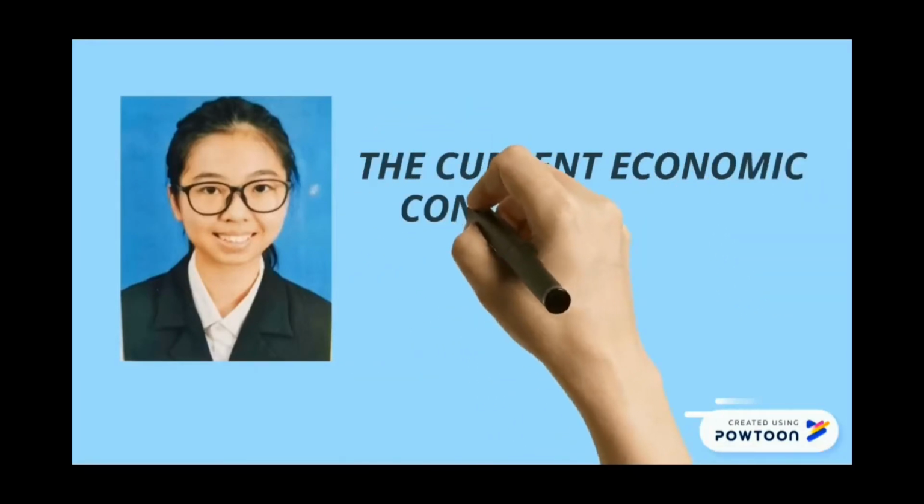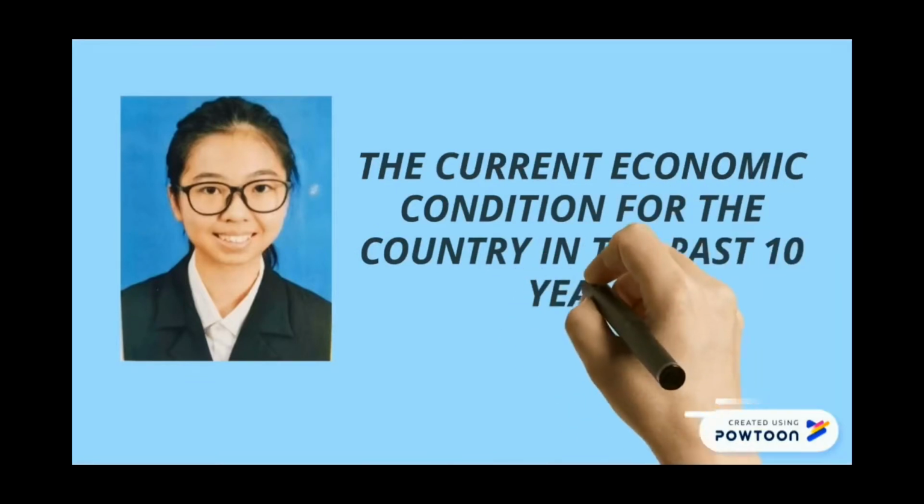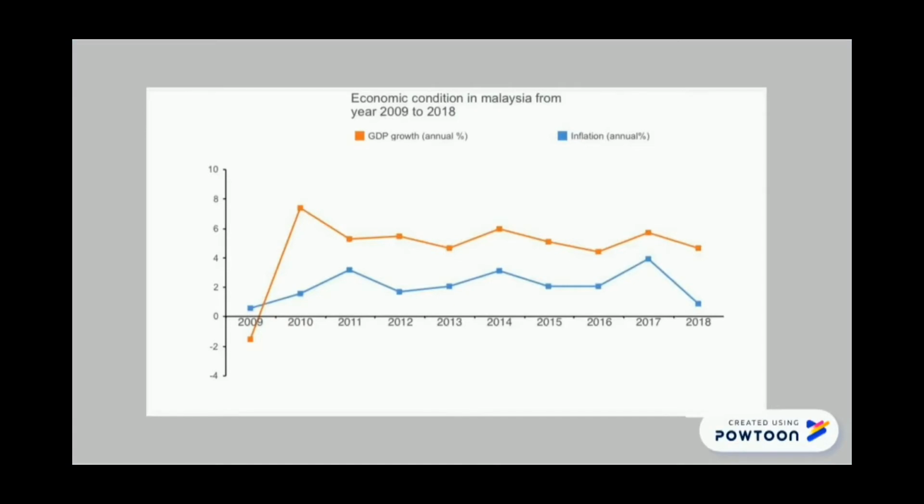The current economic condition for the country in the past 10 years. This is the graph of the economic condition in Malaysia from year 2009 until 2018 that shows the GDP growth and the inflation rate.